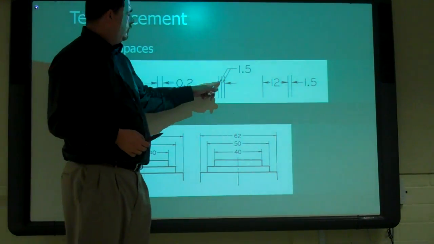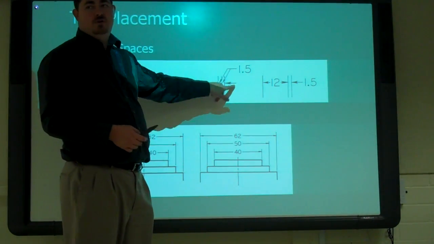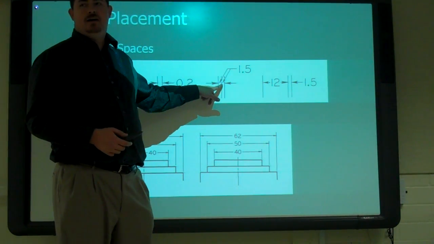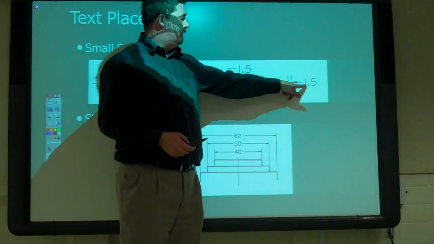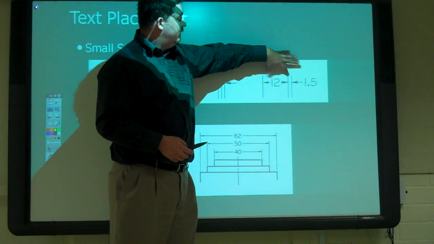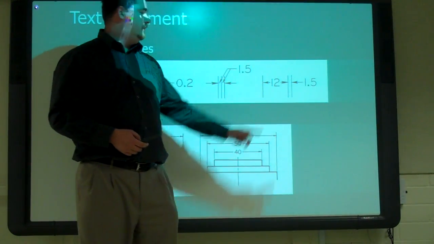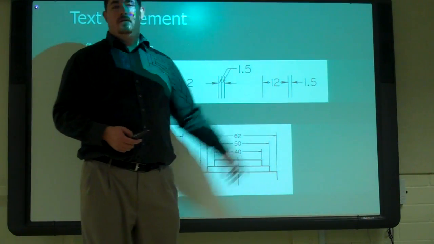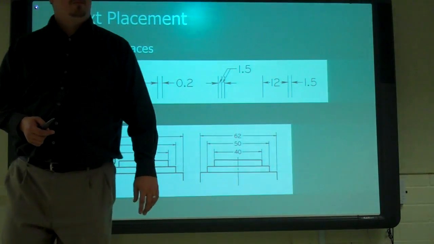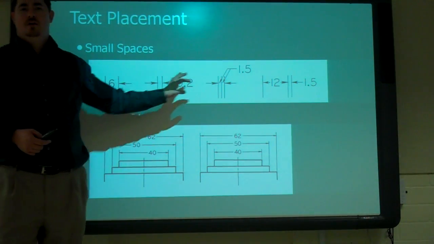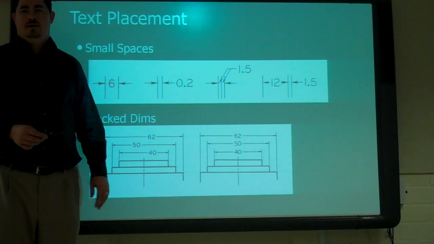If they're really small, you can do it like that. Or if you have two of them that are the same, you can do something like that. So now this area is 12, that area is 1.5, and we can share that arrowhead. Any questions on those? Kind of standard stuff.